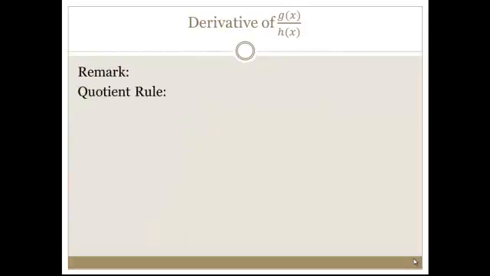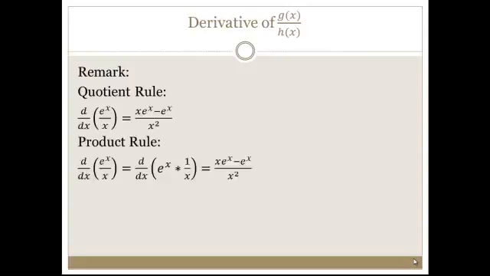It's worth pointing out that here we use the quotient rule to compute the derivative of e to the x over x as x times e to the x minus e to the x all over x squared. However, we looked at this previously using the product rule, except we wrote e to the x over x as e to the x times 1 over x. In both cases, we found the derivative to be x times e to the x minus e to the x all over x squared. The reason this is worth pointing out is because in many examples, we can compute the derivative in two different ways and get the same result.